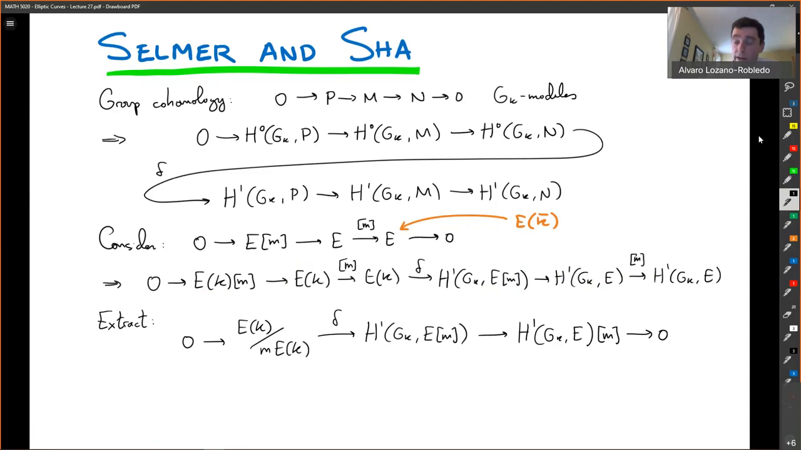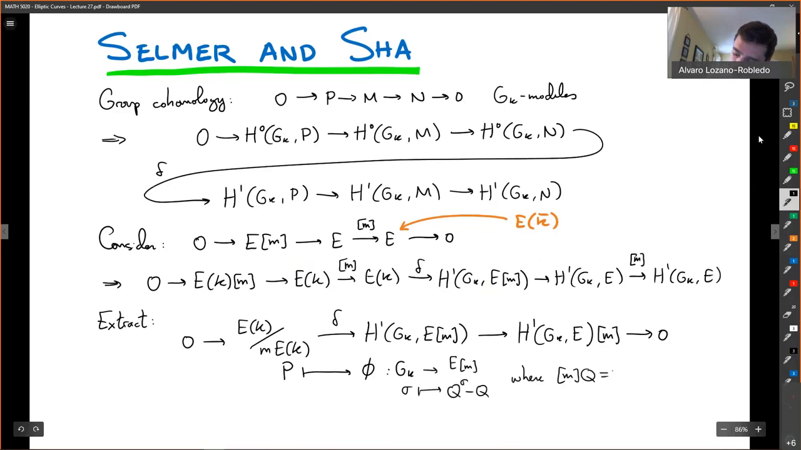Okay, and where I know where the map is here, that is the Kummer connecting homomorphism between cohomology groups, that is from cohomology, defined by P is sent to the cocycle that goes from G_K to E[M] such that sigma is mapped to Q^sigma, or sigma acting on Q, minus Q, where M times Q is P. Okay. All right. So this is an injection of E(K) mod M into H1.